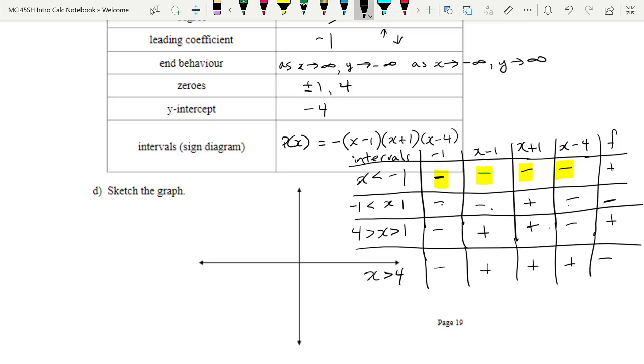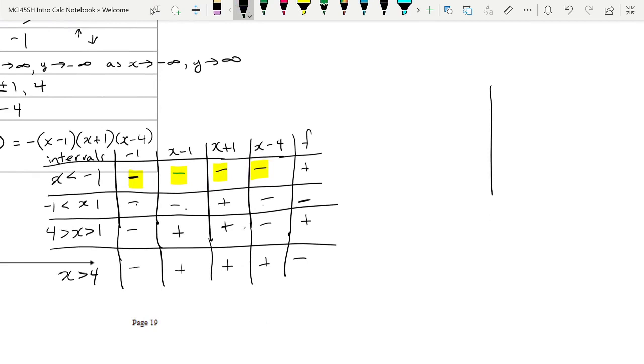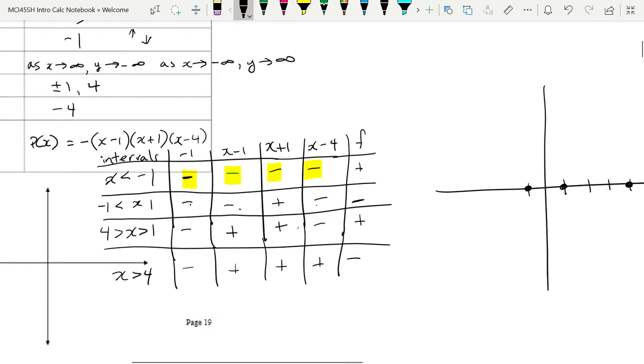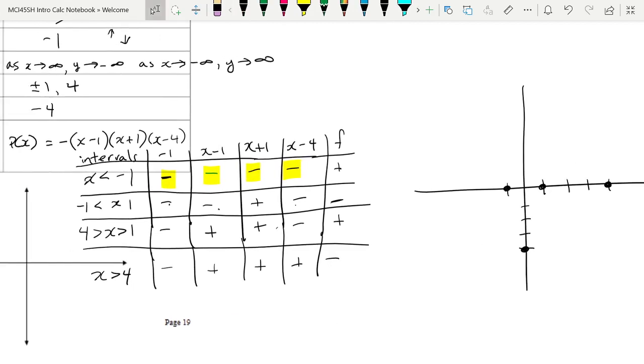So I now have a very good picture of this graph. I'm going to move and draw it someplace a little bigger here. First of all, let's put down the zeros. The zeros happen at -1, 1, 2, 3, 4. The y-intercept happens at -4. We know that in the interval less than -1, we are positive. So it's going this way. And we knew that, right?